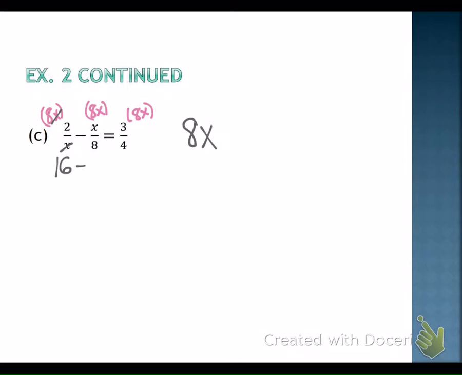Isaiah, 8x times x over 8. What's going to cancel? The 8's. And that leaves me to multiply what? The x times x, which is? x squared. Good. Bring down the equal sign.